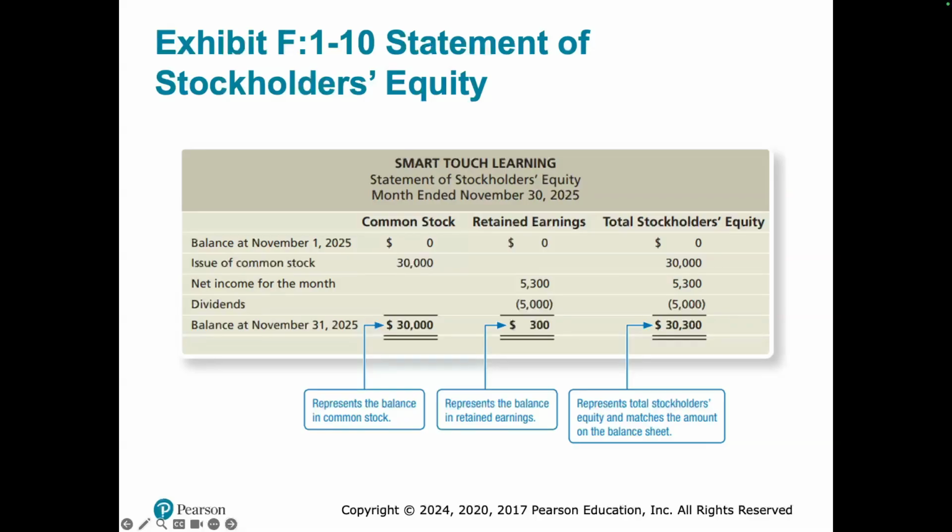And then net income for the month is $5,300, and that gives us our total stockholders' equity of 35. We don't add it, but it shows us we have a $5,300 increase. And then we subtract our dividends. What we paid out, we no longer have in retained earnings anymore. We paid them out, so we get a $5,000 decrease. That gives us a total stockholders' equity of 30,300. If we take it section by section, we see that we have $30,000 in common stock plus $300 of retained earnings, which gives us 30,300.